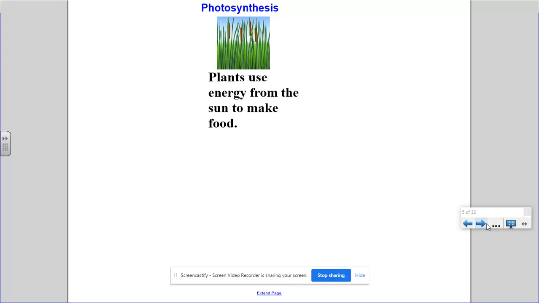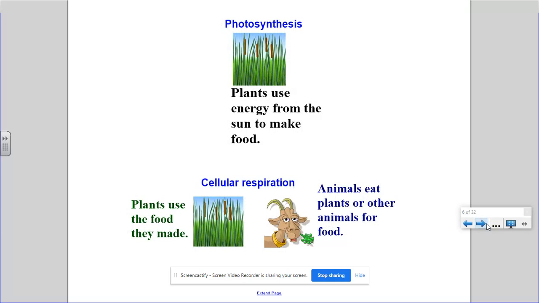Now let's look at the big picture of this process. So again, plants are going to use sun energy to make food. This is photosynthesis. And then plants are going to either use the food they made, or an animal might eat that plant in order to get food. But right now, we've not yet made energy.